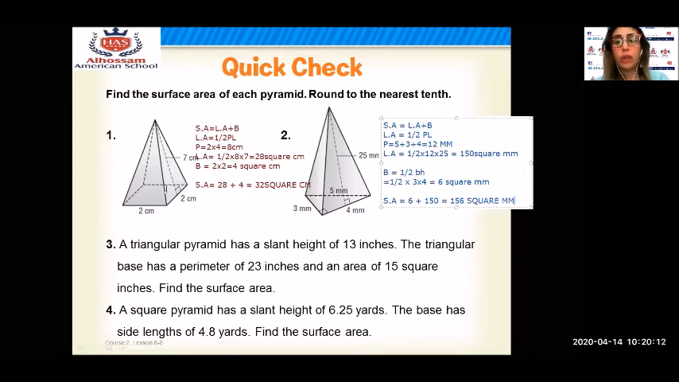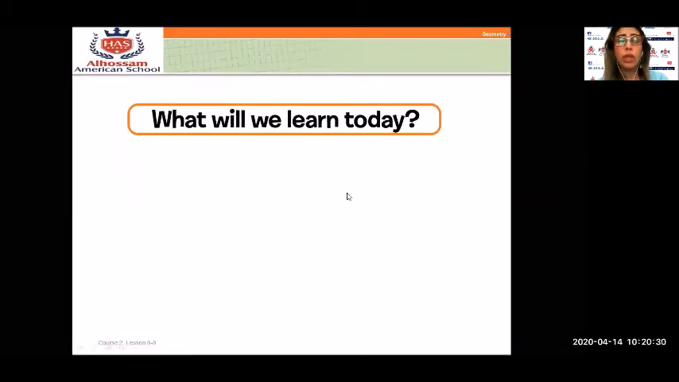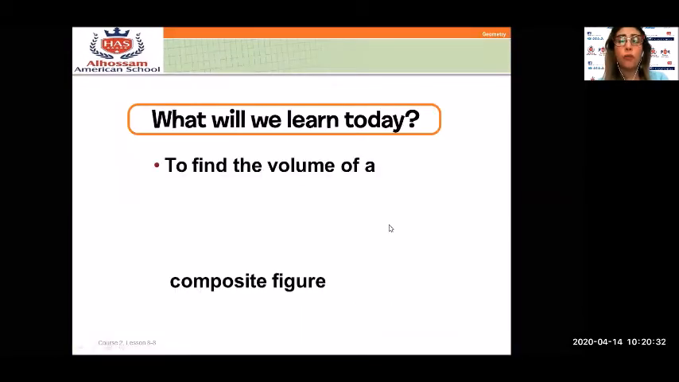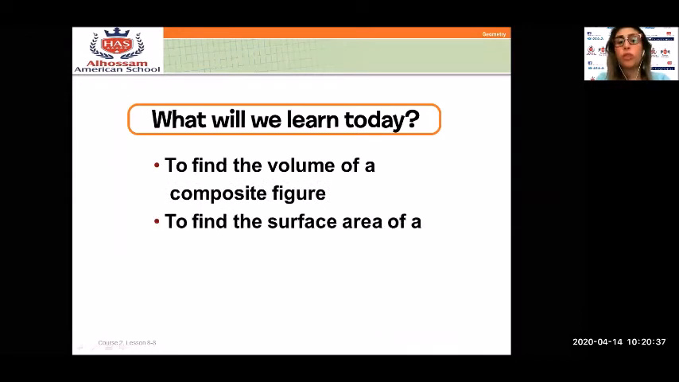Okay, guys, now we are done with the surface area of the pyramid. We are not going to solve the rest of the questions because we need to start our new lesson. Let's see what our objectives for today are: to find the volume of composite figures and to find the surface area of composite figures. I want to remember, what does composite figure mean?